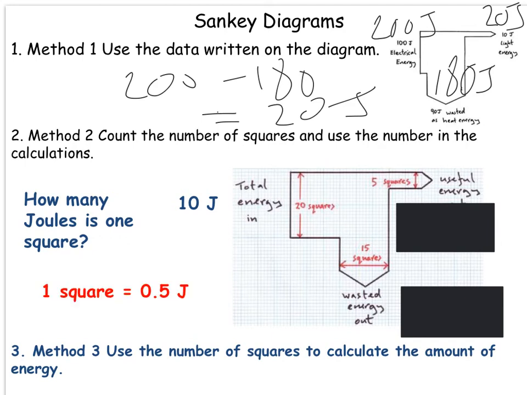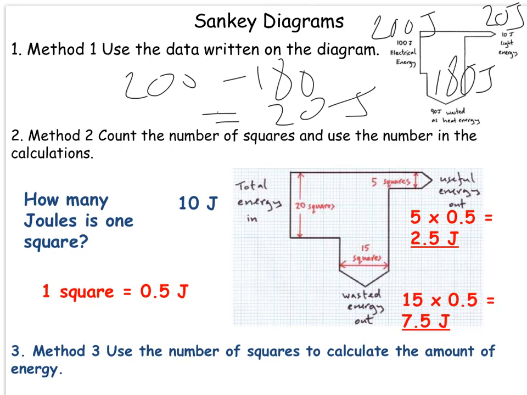So 1 square is equal to 0.5, and then you count the number of squares for the useful one. In this case the number of squares there is 5, and so you'd do 5 times 0.5, which gives you 2.5 joules. Then if you wanted to, you'd be able to work out the waste energy as well by doing 15 times 0.5. Once you put that into your calculator, or do it in your head, you'd find that 15 times 0.5 is 7.5 joules.